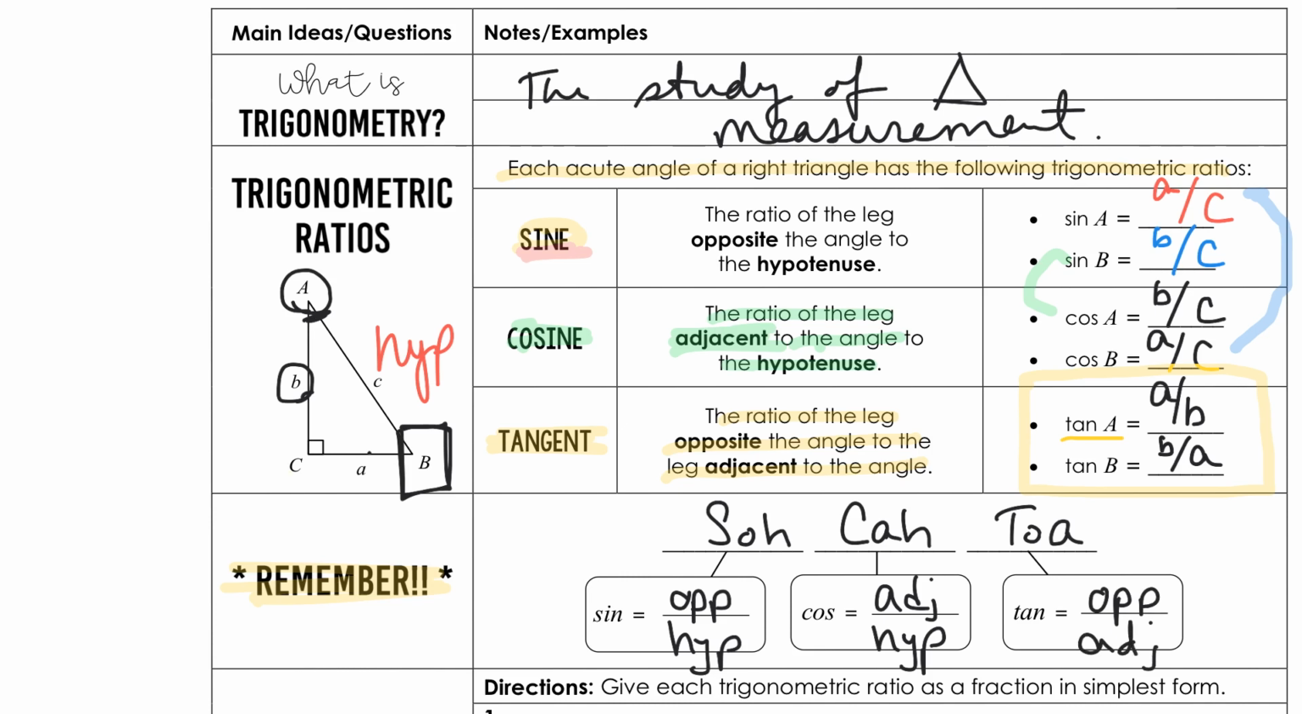Okay? Now, if you have trouble spelling that, SOHCAHTOA, just remember that some old hippie caught another hippie tripping on acid. Yes, you heard me. Some old hippie caught another hippie tripping on acid.